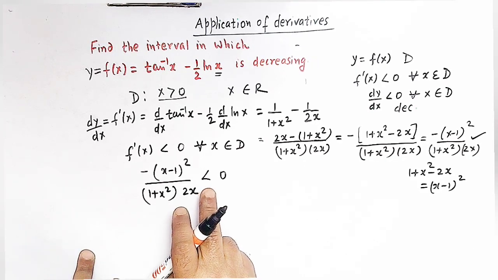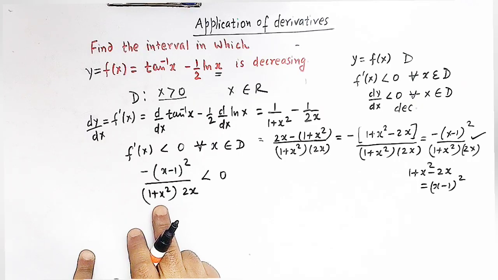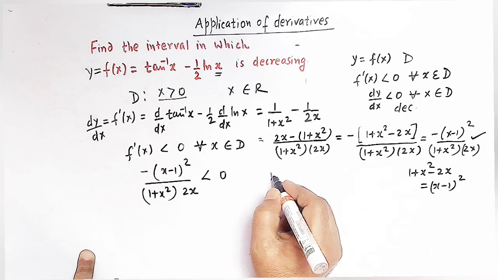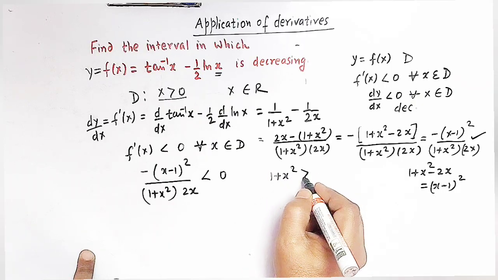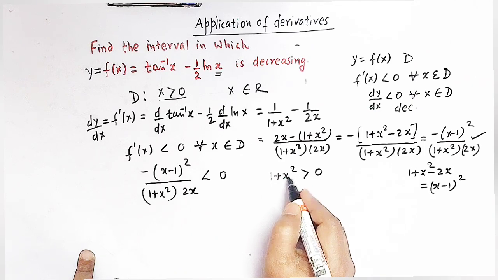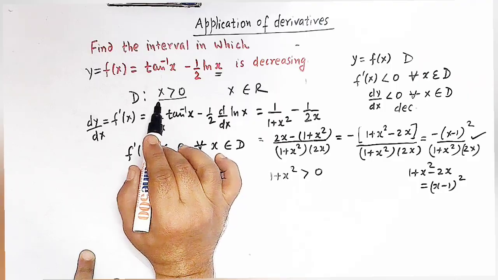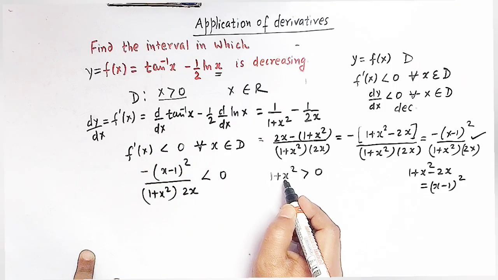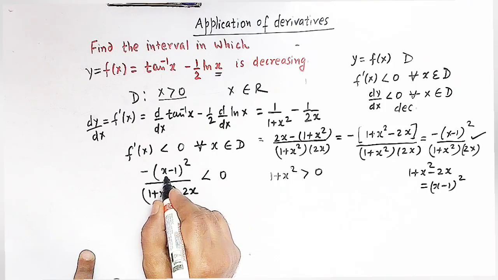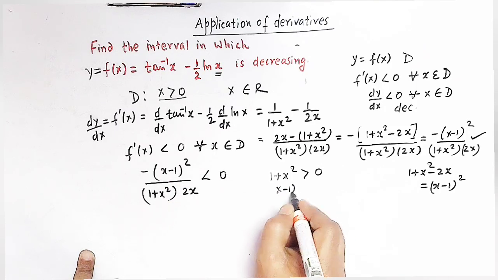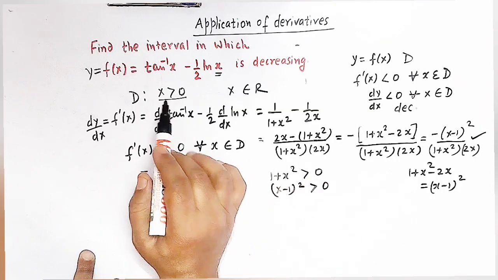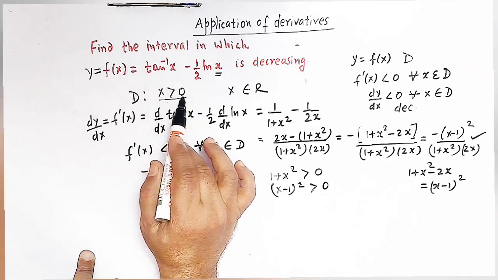So now from this inequality we can easily conclude that this expression, that is 1 plus x square, is always greater than 0, because here we have x square. So this term is always going to be positive for all x greater than 0. So 1 plus x square should be greater than 0, and similar is the case with this expression, that is x minus 1 square, which is again greater than 0 for all x greater than 0.